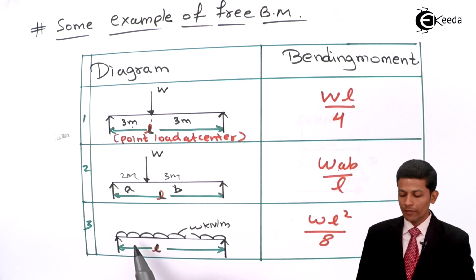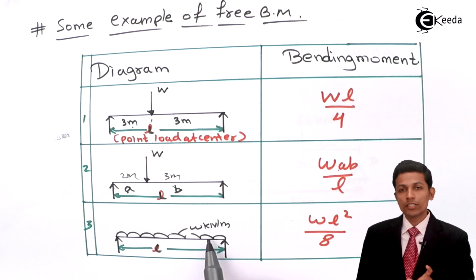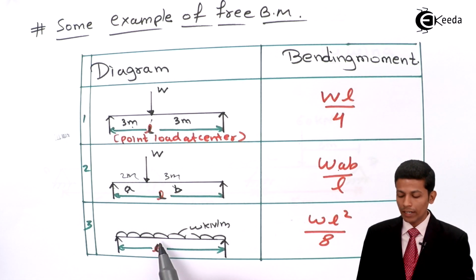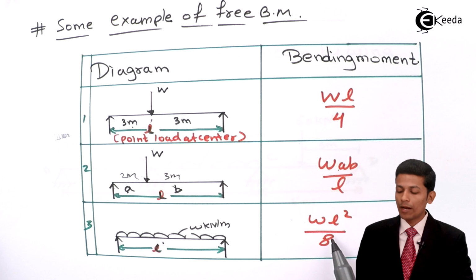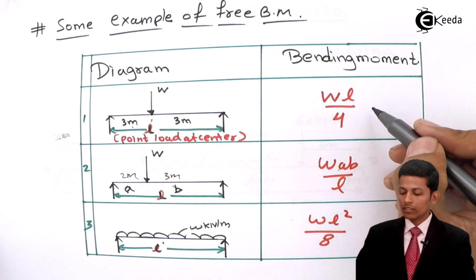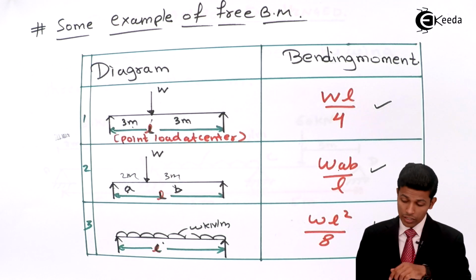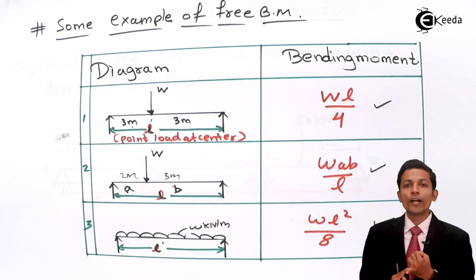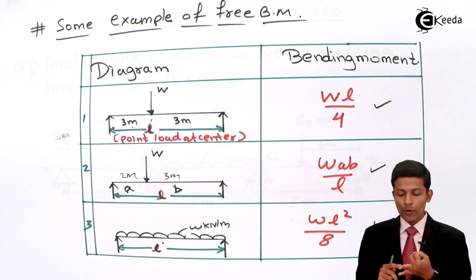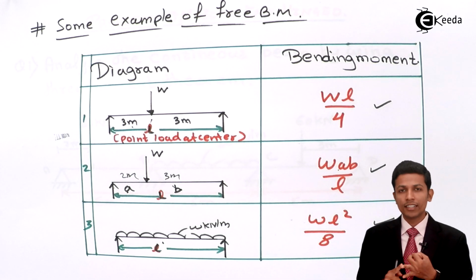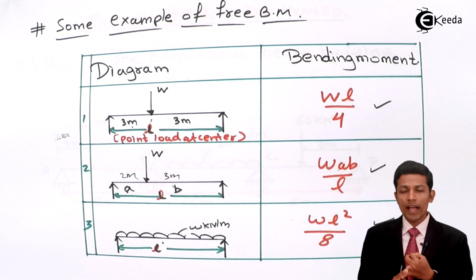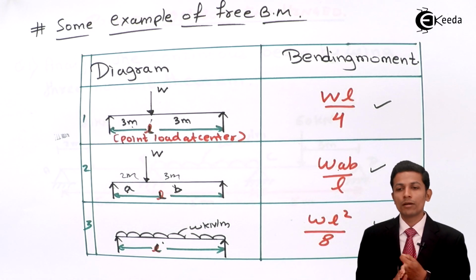Now the third one is a UDL over the whole simply supported beam. The bending moment at the center will be WL square by 8. You have to remember these three formulas. First, when the point load is at the center, WL by 4. When the point load is eccentric, at a certain distance A, WAB by L. When the UDL is over the overall span, the formula is WL square by 8. You have to remember these three formulas.